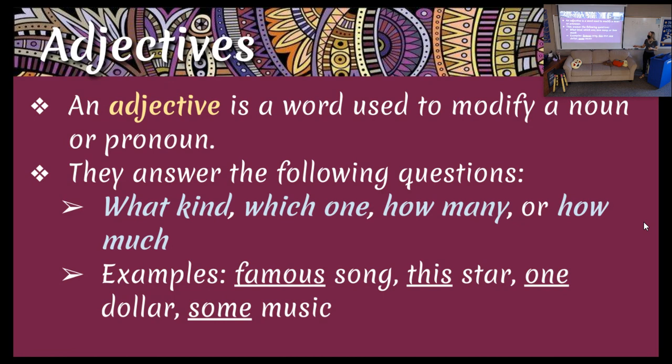So look at these examples. Famous song. Famous is an adjective telling us what kind of song. So it's answering that first what kind adjective question. This star. This is an adjective telling us which one or which star we're talking about. So it's answering that which one adjective question. One dollar. One is an adjective telling us how many dollars. So it's answering that how many adjective question. And then the last one, some music. Some is telling us how much music, answering that how much adjective question.